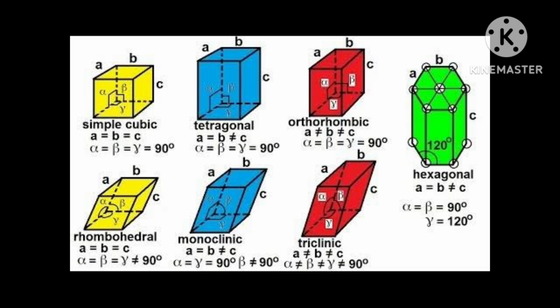And what about the angles? Two angles are 90 degrees, meaning alpha is equal to beta, and beta is equal to 90 degrees. And the third angle is different, that is gamma. Gamma angle is 120 degrees. Means two types of angles are there. Alpha is equal to beta, equal to 90 degrees, and the third angle, gamma, is equal to 120 degrees.